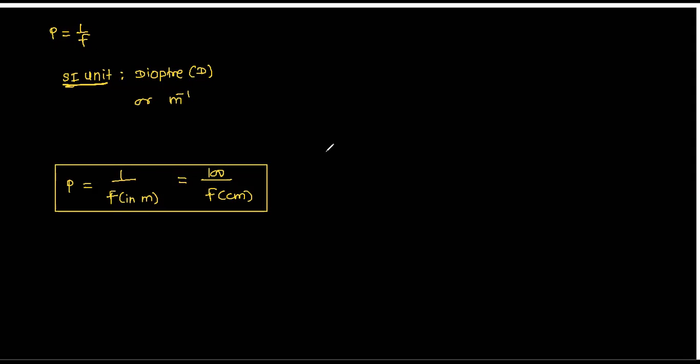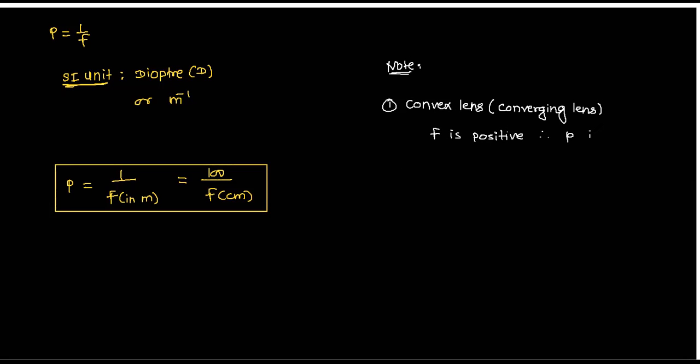And note point: for convex lens, another name is what? Converging lens. What is positive here? Focal length is positive. Yes, f is positive. Therefore, P is positive.